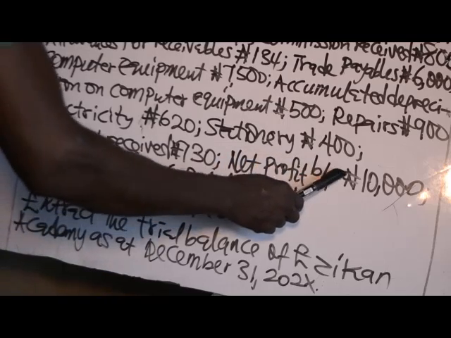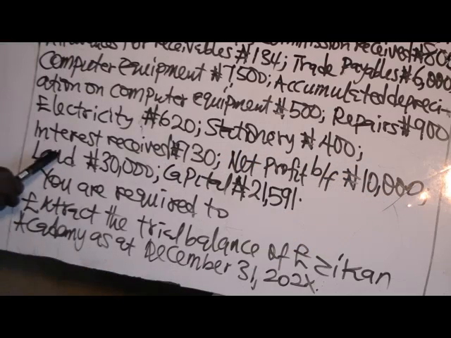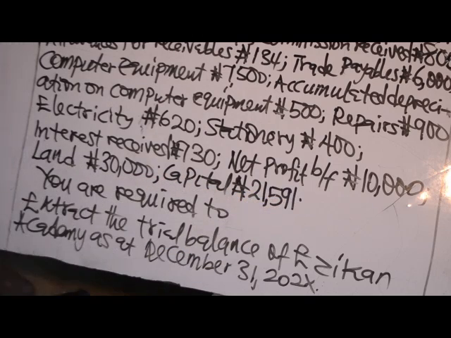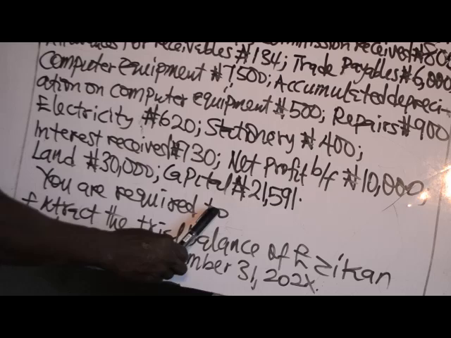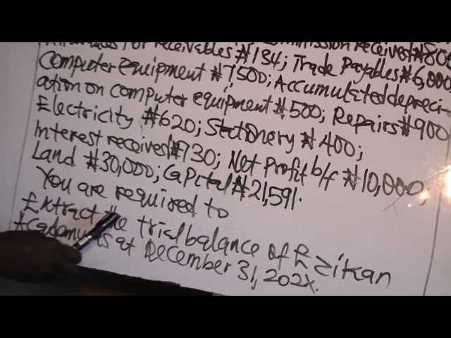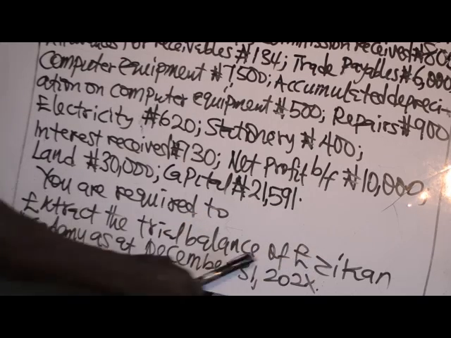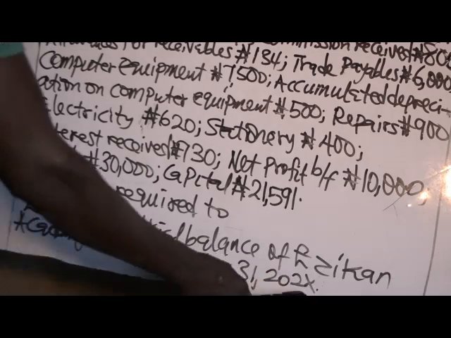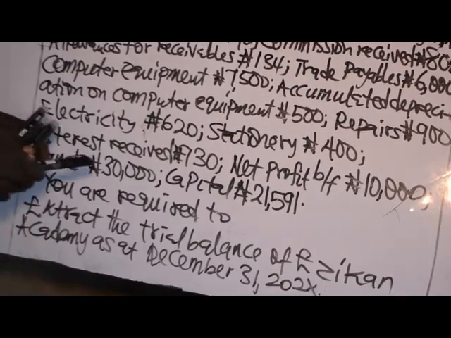Net profit brought forward 10,000 naira. Land 30,000. Capital 21,591 naira. You are required to extract the trial balance of AZ Khan Academy as at December 31st, 2020. Now that is the question.